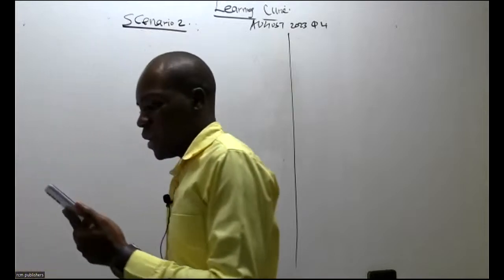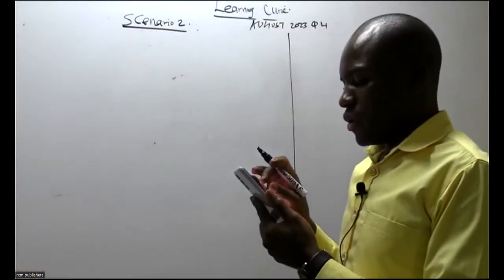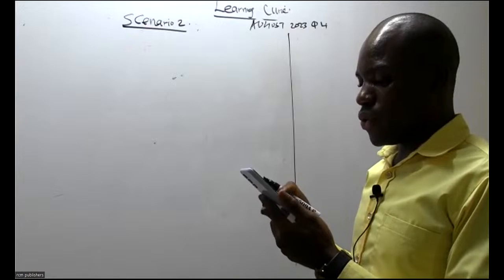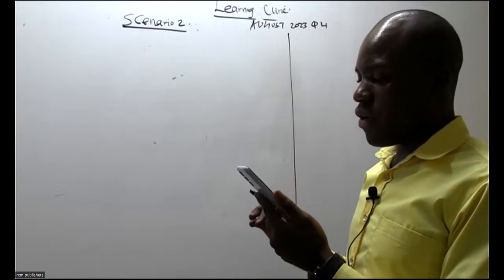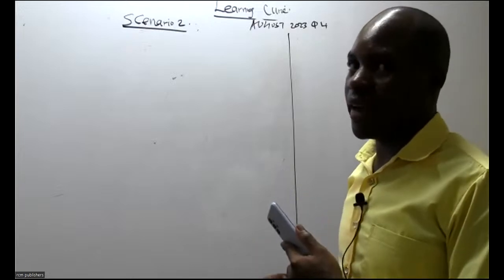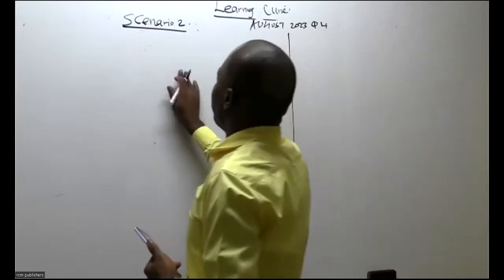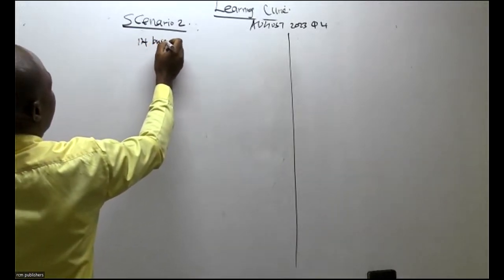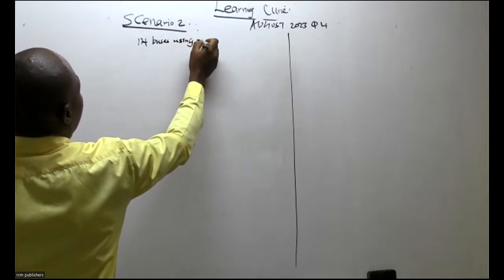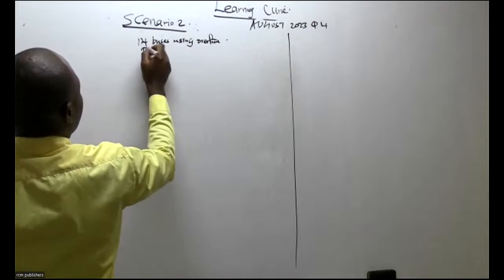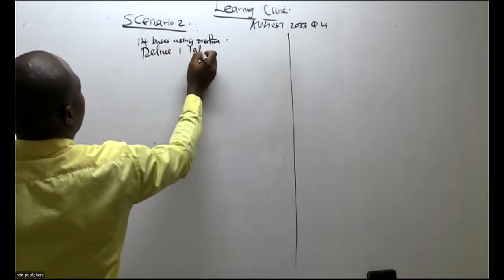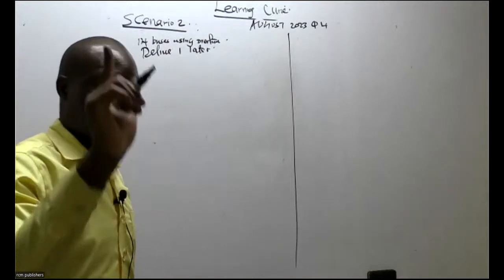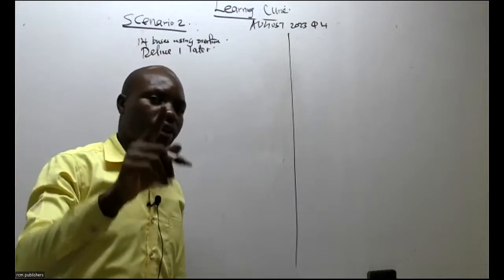In scenario 2, what is happening? These people are very, very funny. Scenario 2, to complete 14 buses using overtime and deliver 1 bus later. We want to now produce 14 buses using overtime, then deliver 1 later. Late delivery of the buses leads to a penalty of 1.5 million per bus.